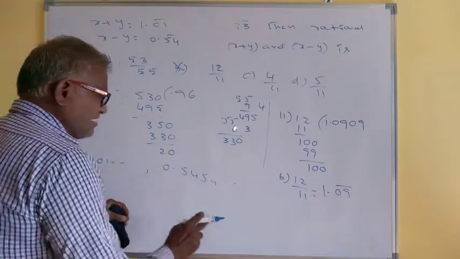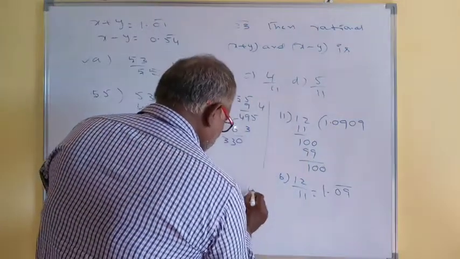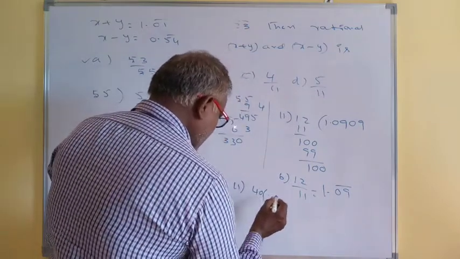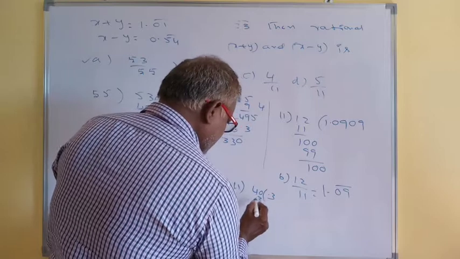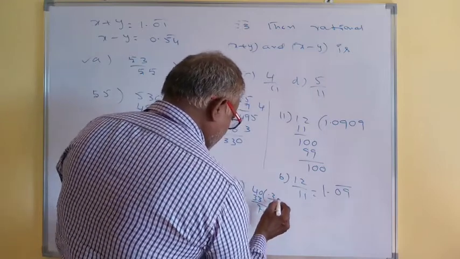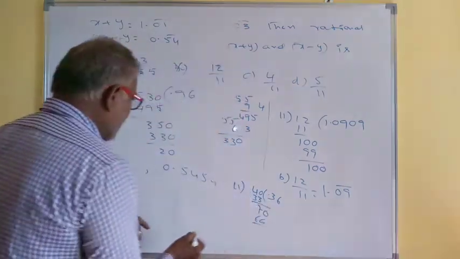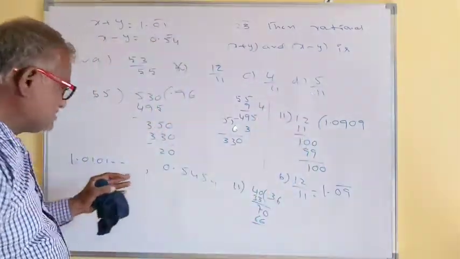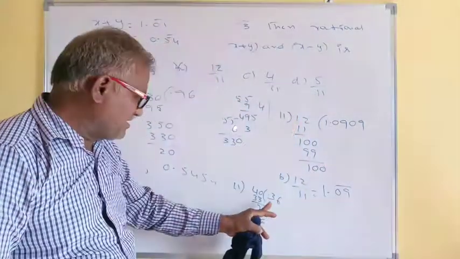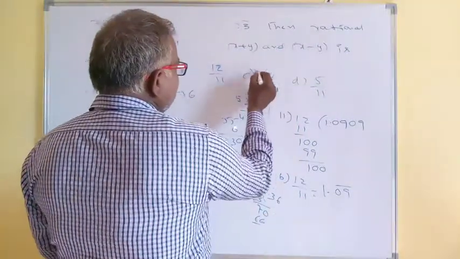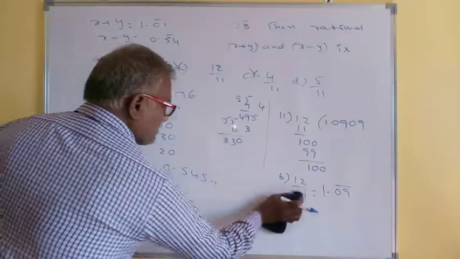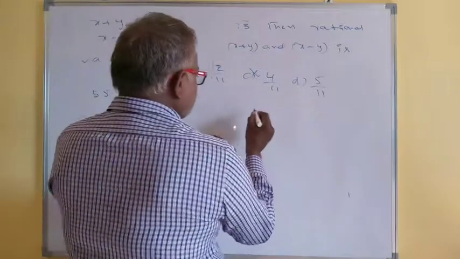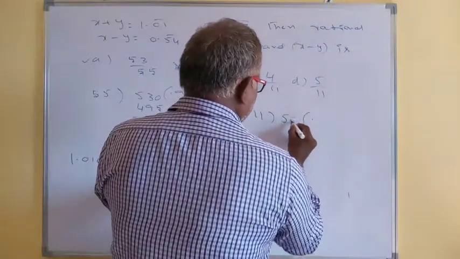Here you see option C. 11, decimal. 11 3s are 33. 7 is there. 11 6s are 66. You see 0.36. Here only 0.542. Here 1.01 to 0.54 only. Here it is very small, so this is not correct. Here also the same, you see this is the same one. You just have to check the options. 11, 5. That's all.